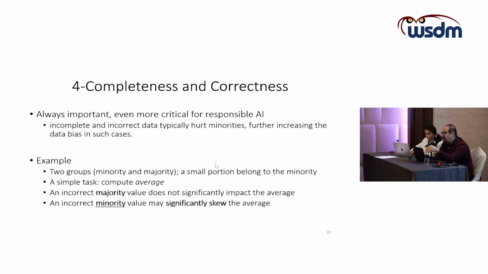Now consider a simple task, and that simple task is to compute the average. Now, if you have an incorrect value for the majority, that incorrect value is not going to significantly change the average for the majority. But on the other hand, if you have an incorrect value for the minority, given that you have a few of the minority samples, that can significantly skew the value of the average.